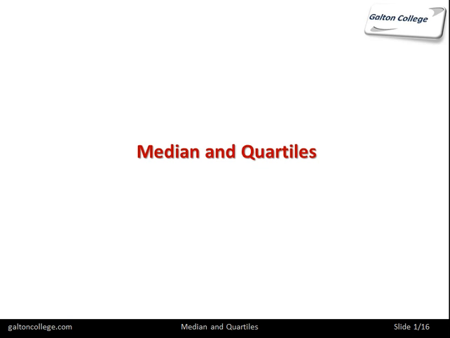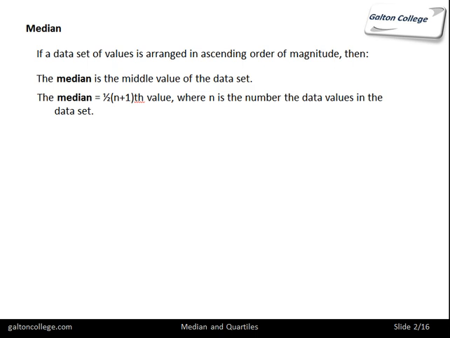In this short class we're going to look at the median and quartiles for a data set. The median is just the middle value, and the quartiles we'll see are the first quartile, the first quarter of the data set, and the last quarter of the data set. We'll see how it works in a moment. So let's take the median.